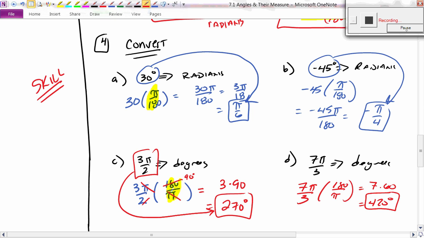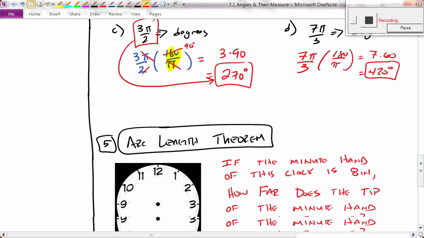You should have got 420 degrees. You guys get it? So again, we can go past 2 pi, because obviously 7 pi over 3 is bigger than 2 pi. We can go past it in radians just like we can go past a full 360 in degrees.